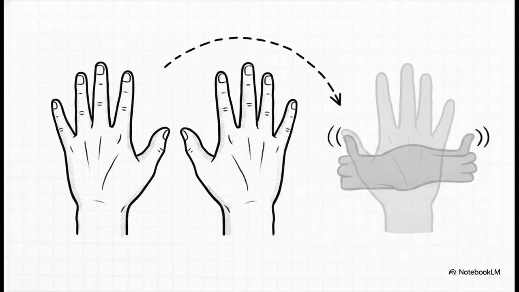Look at your hands right now. Go ahead, really look at them. Your left hand and your right hand are mirror images of each other. But now, try placing your left hand perfectly over your right hand, keeping both palms facing the exact same way, say facing the floor.